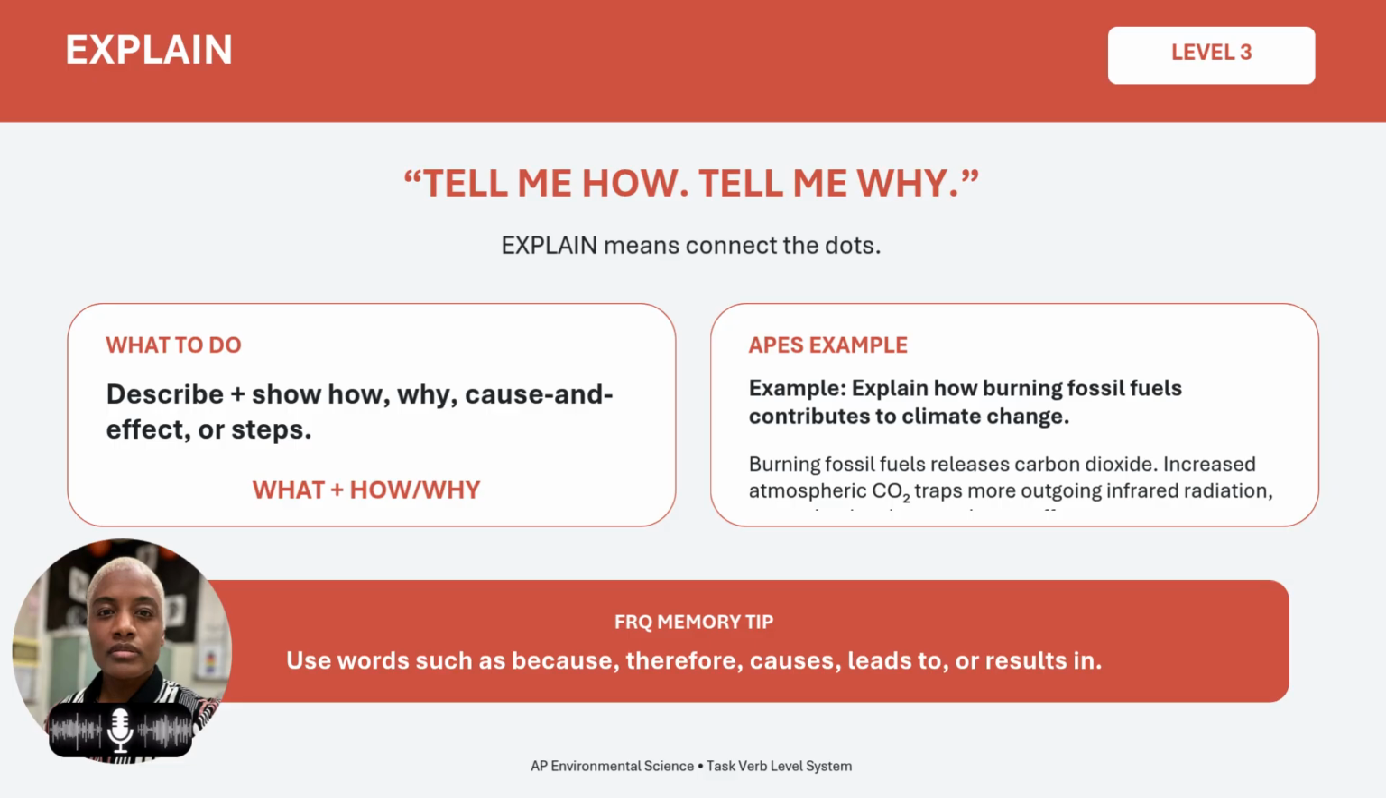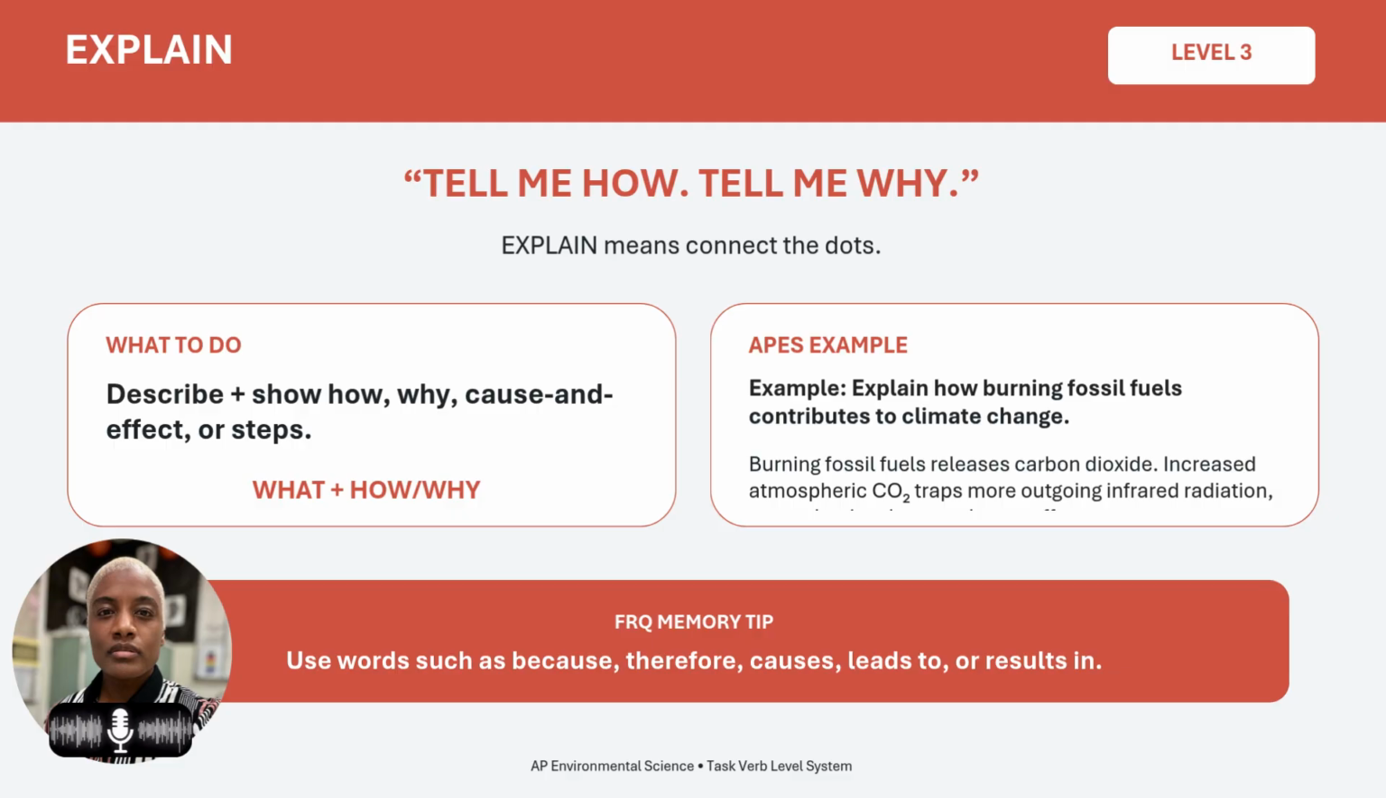But in this case our detail is going to be more specific. It's going to be how, it's going to be why, cause, effect, or steps, not just something additional. Okay. So for your quiz on Friday, what am I looking for? Tell me explain and tell me what plus how slash why. Okay. All right, here's our example.